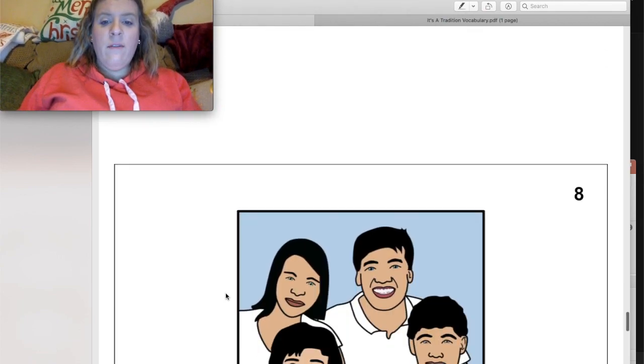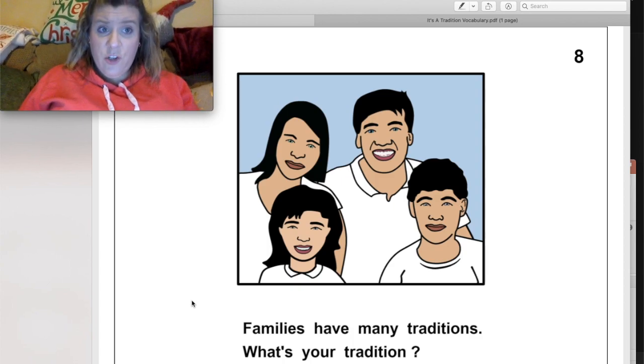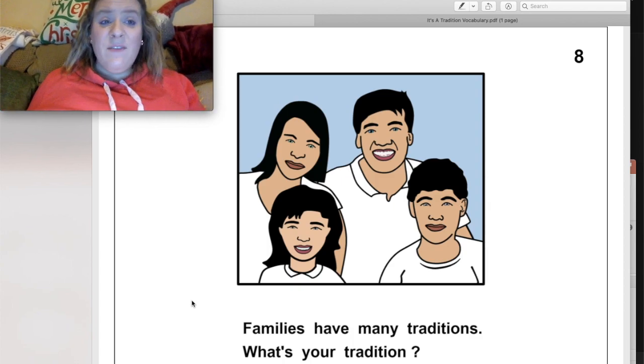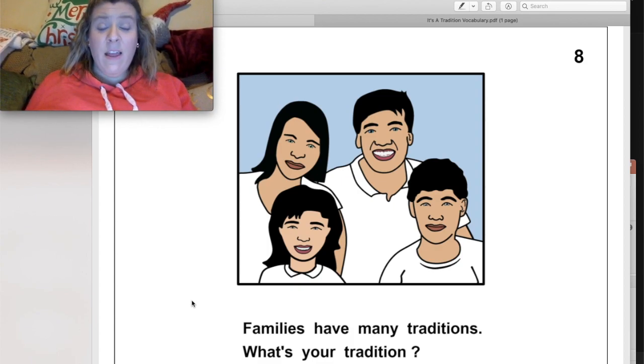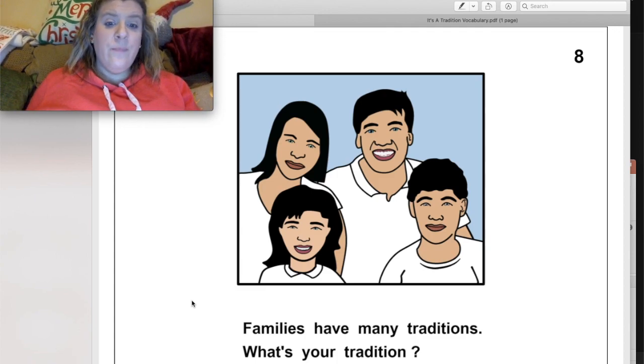And I believe we're almost done with our story. Again, the main idea of the story is families have many traditions, all right? You can have lots of different special things that you do during the holidays. And it's okay for those traditions to be different than one of your friends' traditions.